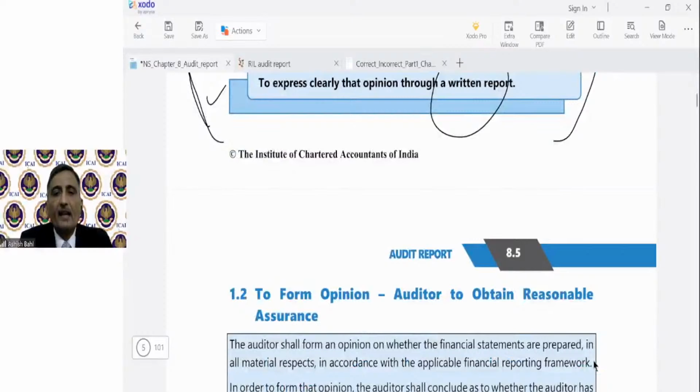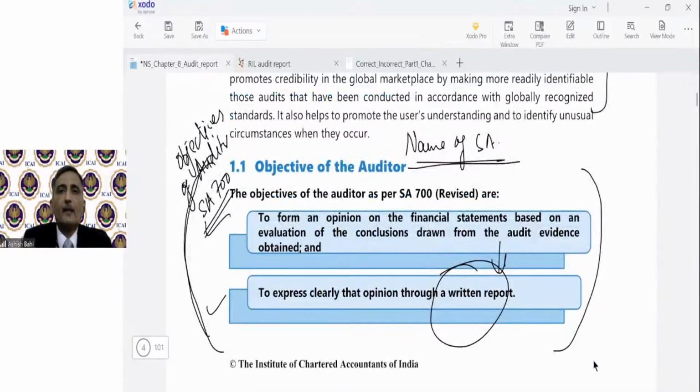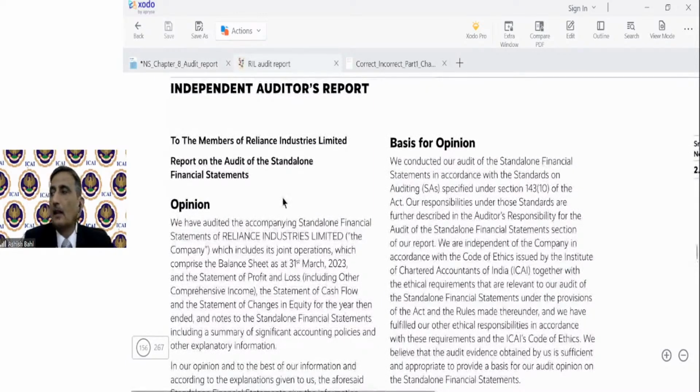SA 700, students, also deals with the form and content of the audit report, like how an audit report looks. So before we move further, let us see one audit report. Are you willing to see the audit report of a company? Yes. So this is how an audit report looks.